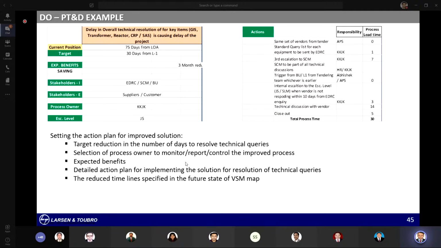And what is the expected benefit in terms of time? Who are the internal stakeholders? Who are the external stakeholders? These were clearly identified, and who is the process owner? What is the escalation level? And last and most important is the action plan. What set of actions will lead to reducing from 75 to 30? That is very important here.